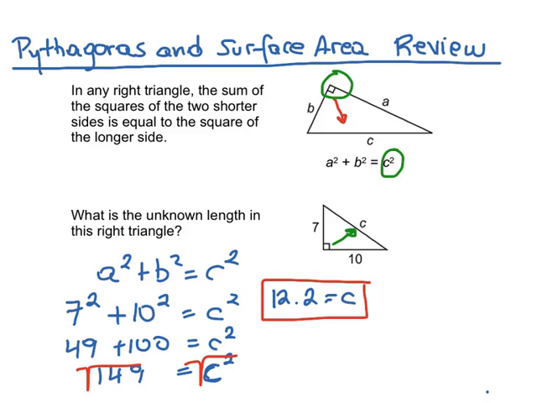And notice c is larger than 7 and larger than 10. It is the longest side in a right angle triangle.